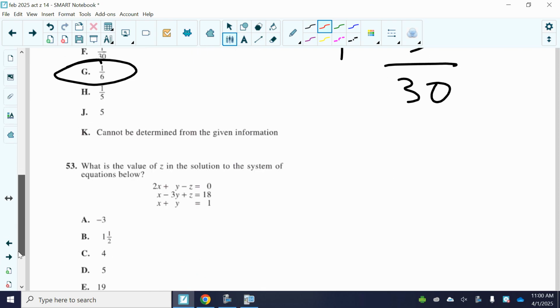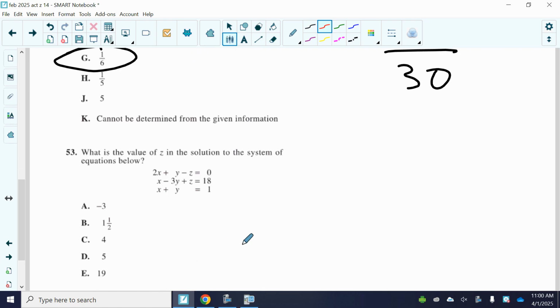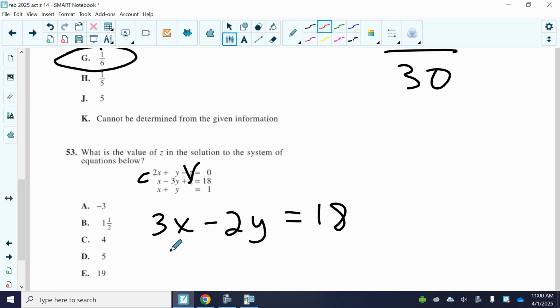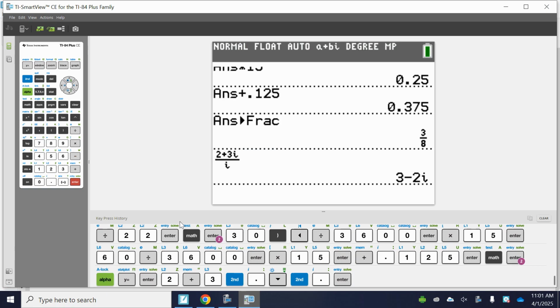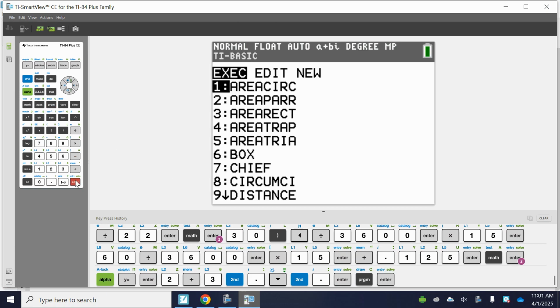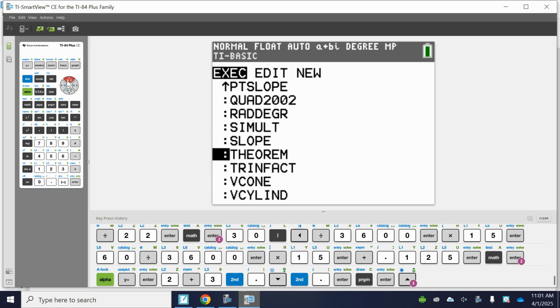If you've ever done 3x3 systems, you know your job is to turn them into a 2x2. So if you add the first two together, what do you get? 3x minus 2y, and the z goes hasta la vista. So x plus y is 1. I have a program called Simul for this. Many of y'all know how to do it without, but you could use Simul and type in 3, negative 2, 18.